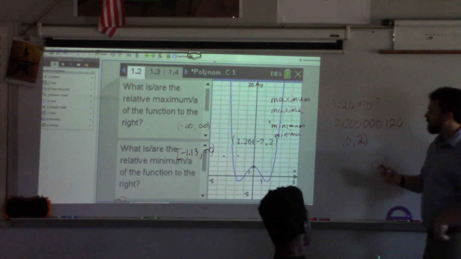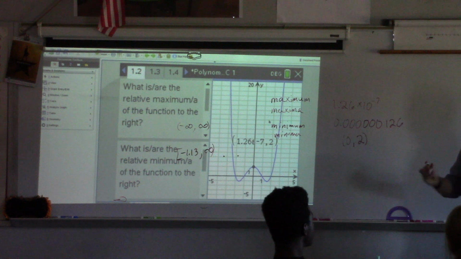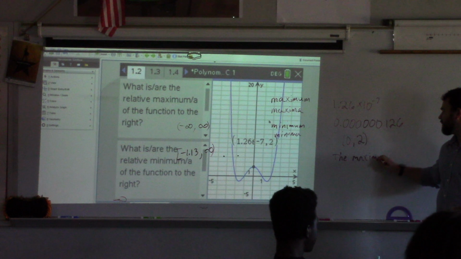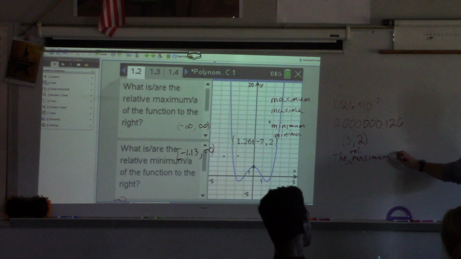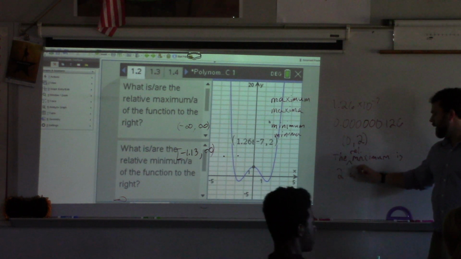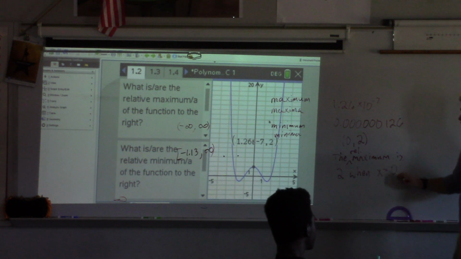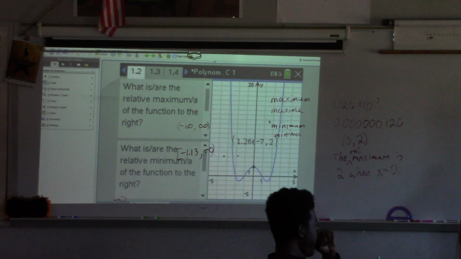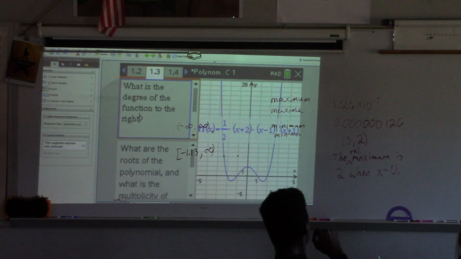Oh, gotcha. So, does anyone remember how we would write this relative maximum though? When we say the maximum, are we talking about the x value or the y value? Okay, so we would say the relative maximum is 2 when x equals 0. That's all you do. The relative maximum is 2 when x equals 0, because the value is 2. And you would do a similar thing with the minimum. We good? Okay.